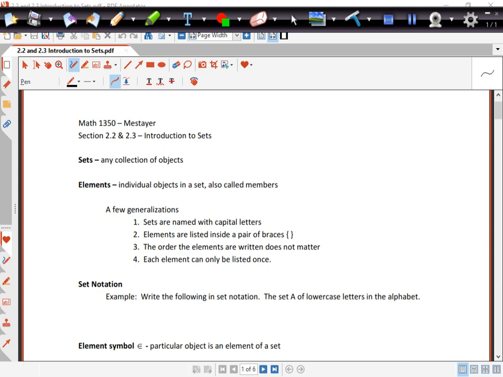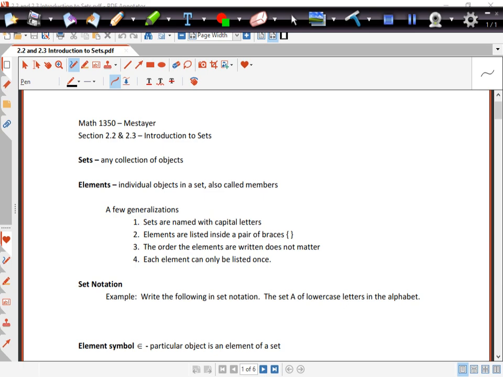A few generalizations. All sets are named with capital letters. Elements are listed inside a pair of braces. I often call them curly braces. The order of the elements does not matter, so 1, 2, 3 would be the same as 3, 2, 1. That's a set. And each element can only be listed once, so you won't have the same thing listed twice in a set.